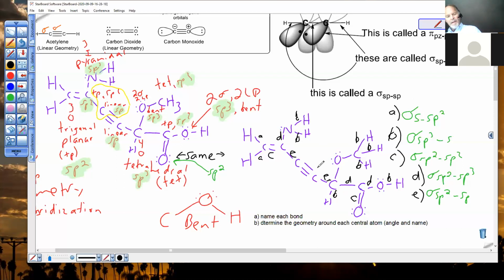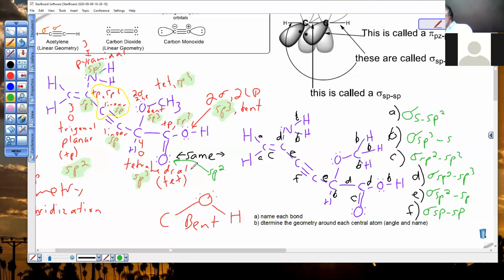I don't know, looks like a P with an underline. Now it looks like a C. Okay, finally. There's a sigma between these two, which I believe is unique in this molecule. sp on both atoms. And there's a sigma between an sp3 and an sp3. Just verify that. Sigma sp3, sp3.